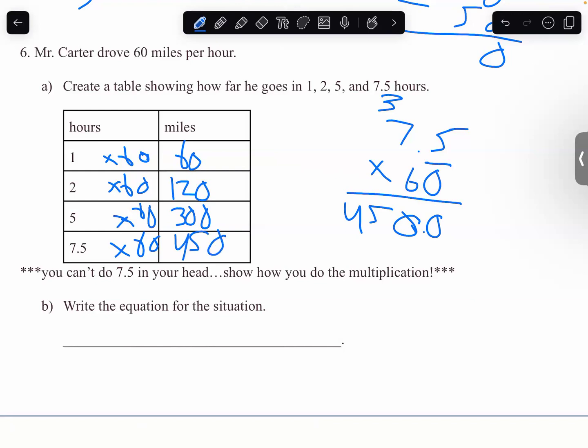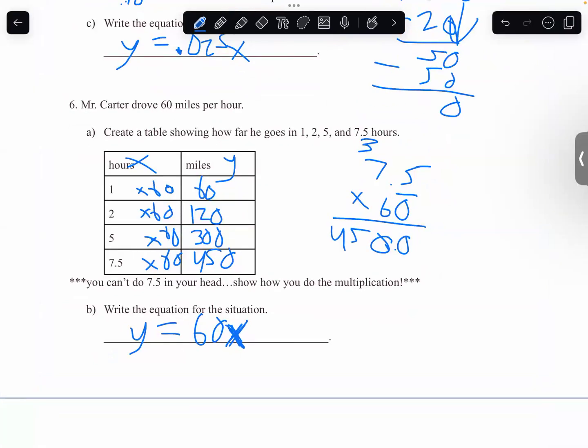Now write the equation for the situation. Well, what are we doing to all the x's to get to all the y's? We're doing times 60. So all of the y's are 60 times all of the x's. Okay, so make sure you got all the work that I said needed to be shown here to get full credit, and turn that in.